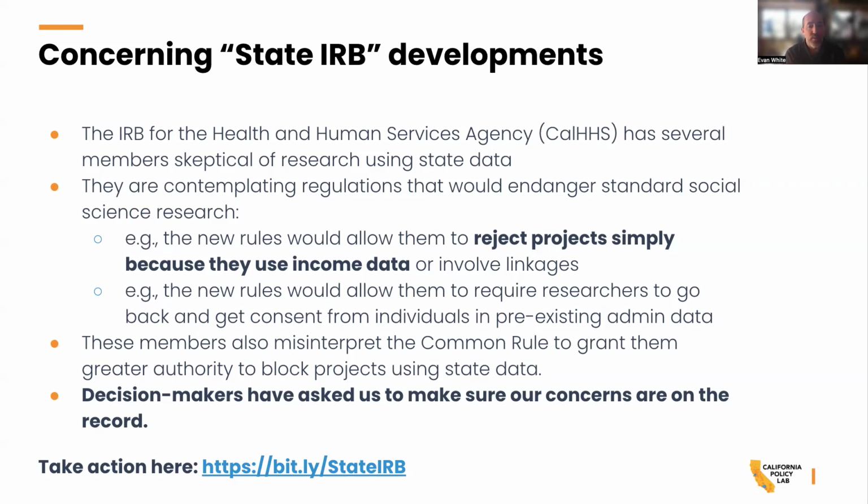But this group has been working on a set of new regulations that we think would endanger lots of standard social science research projects, like many of you might be interested in doing. As an example, they lay out several categories of projects that they are going to subject to greater scrutiny. One is projects using income data, which is probably a surprise to those of us in social science, given that that's such a common outcome being used. Another category is any project that involves data linkage.